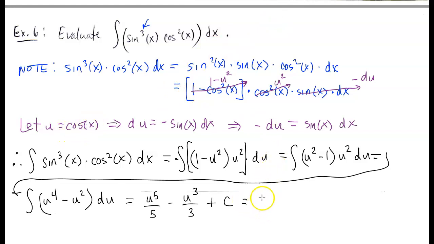Okay? So this would be 1/5 cosine of x raised to the 5 minus 1/3 cosine cubed of x plus c. And that would be our final answer for this example.